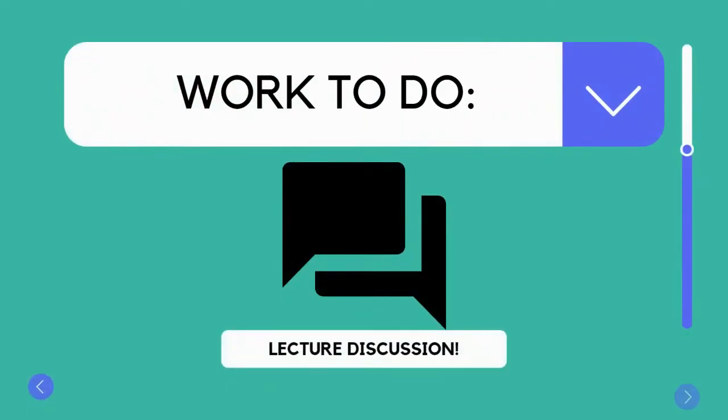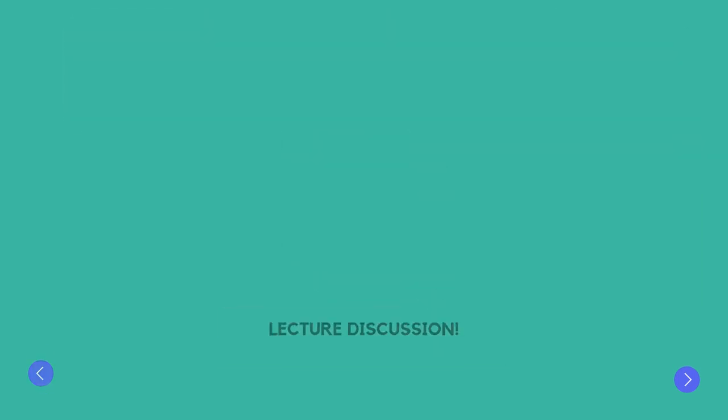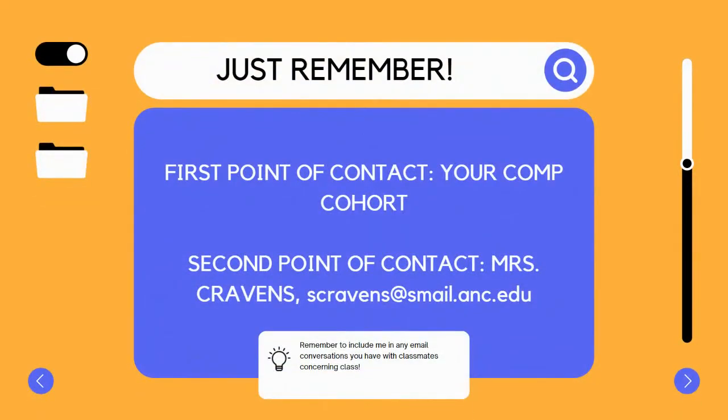Work to do for this. You have a lecture discussion for this, so please remember to do that. Your posts are due by Tuesday. And then also remember, your first point of contact in terms of discussions or questions should be your cohort. You can email them through the portal. When you do that, please always remember to include me in any email conversations you have with classmates concerning class. Second point of contact is myself. You have my email. You can also email me through the portal.